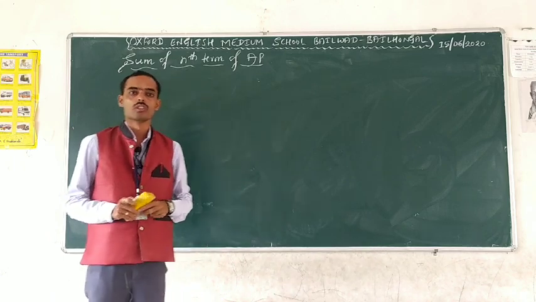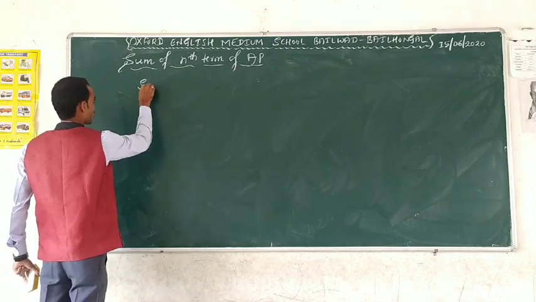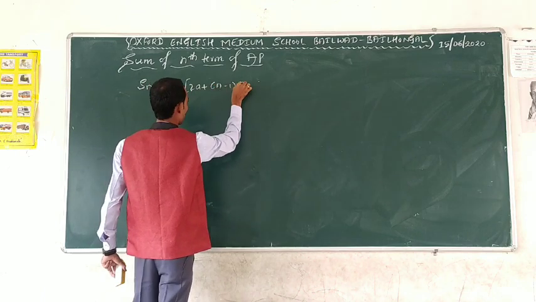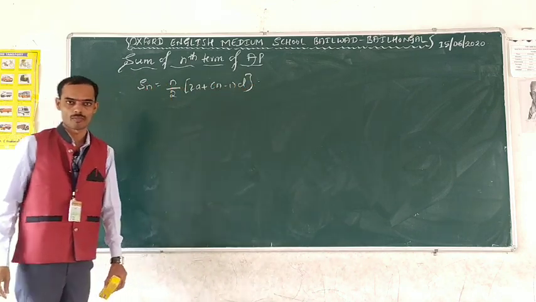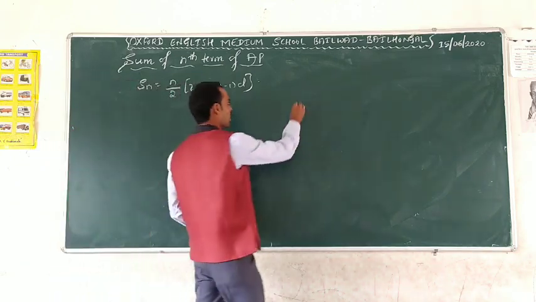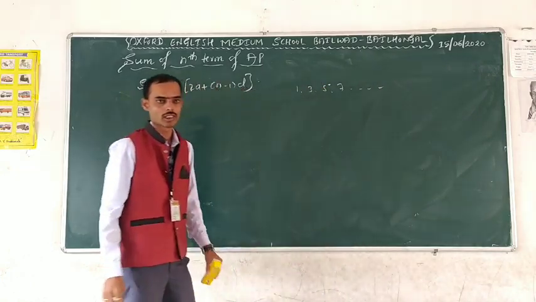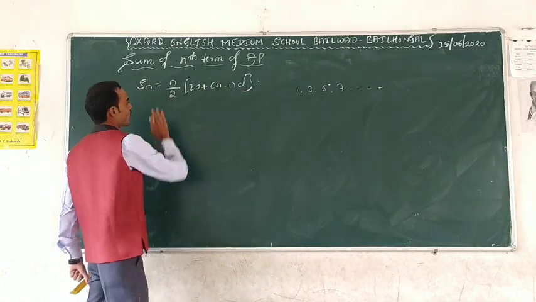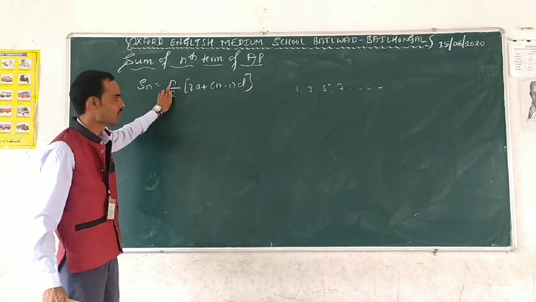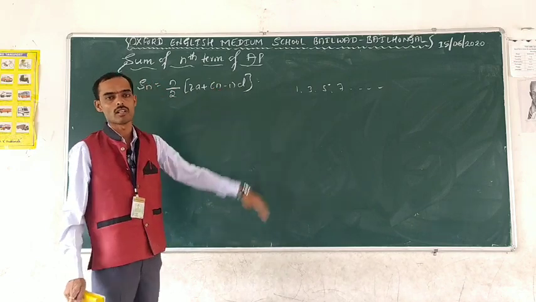Sn is equal to, so we have two formulae here. The first formula is Sn equals n by 2 into (2a plus n minus 1 into d). This is the first formula. For example, if they have given a sequence like 1, 3, 5, 7 and so on, then Sn equals n by 2 into (2a plus n minus 1 into d). In this case n is the number of terms, a is the first term, and d is the common difference.